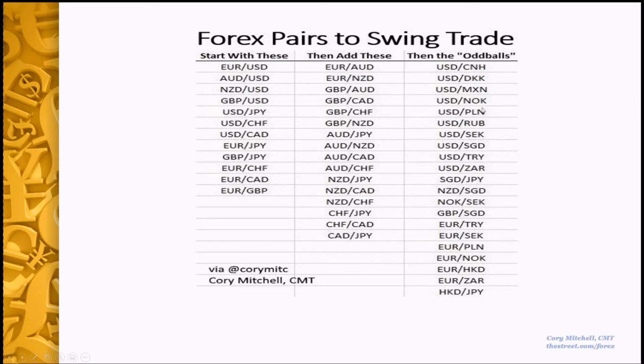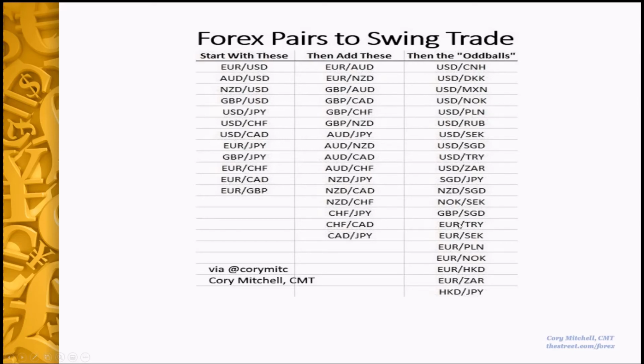Pip values in some of these, we know that the Euro US dollar is $10 for a standard lot if you're trading a US account. So if you take a $100,000 position, the Euro USD, each pip movement's going to cost you $10 if your account's in US dollars. With some of these pairs, that pip value may be 50 cents, it may be 10 cents, it may be a little more than $10.